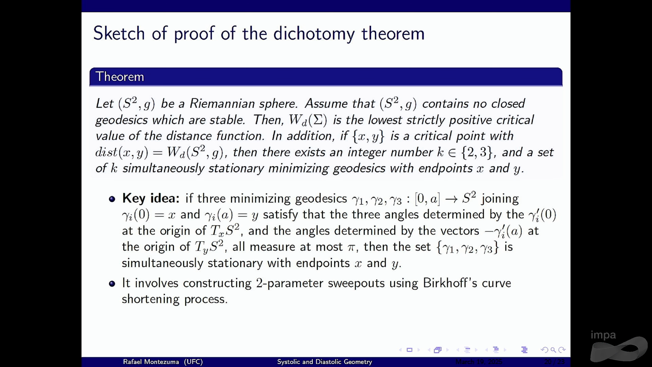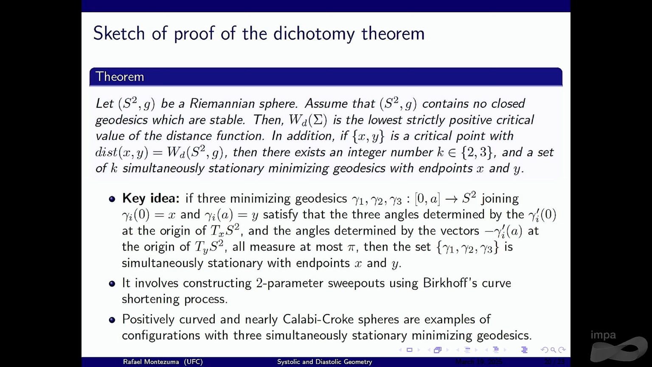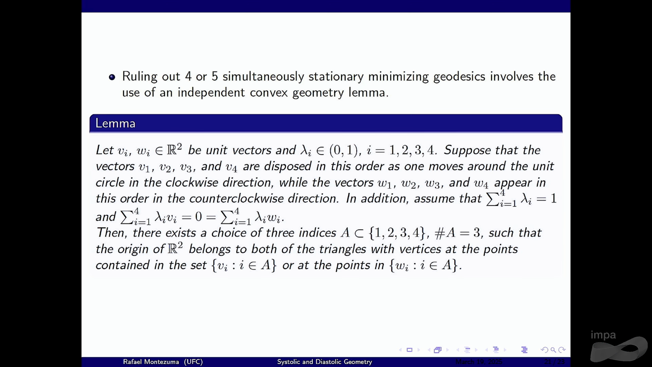You cannot remove one when you have 4 simultaneously stationary to get 3 simultaneously stationary, but you can remove one in this situation with the convex angles, and then you use this argument to show that they must be simultaneously stationary, okay? So this is just explaining what I made in the picture.